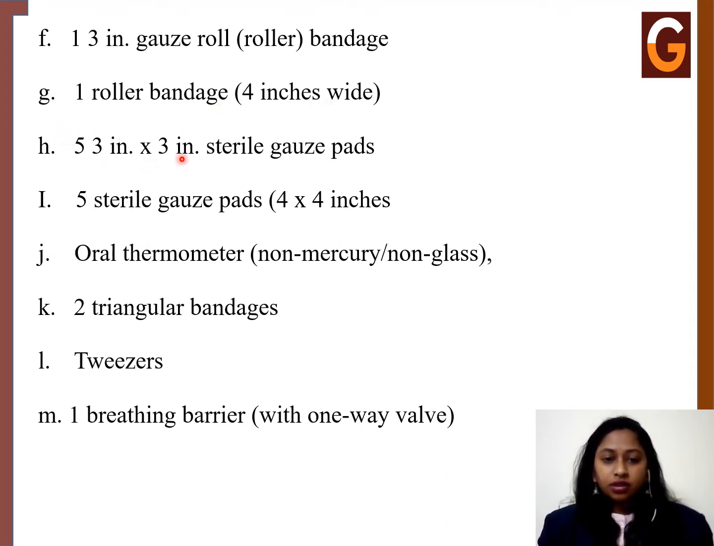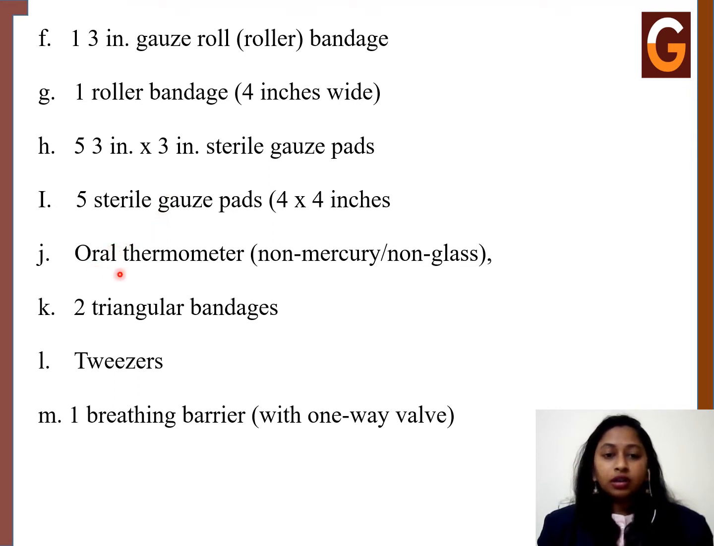Five 3-inch by 3-inch sterile gauze pads. These are usually given for areas like if you have a gunshot wound or a stab injury, we can use those gauze pads on the areas and apply pressure on it so that we can stop the bleeding. These also come under the same thing.